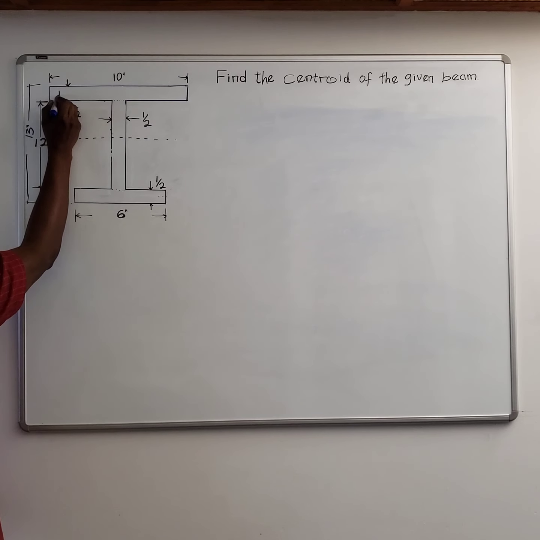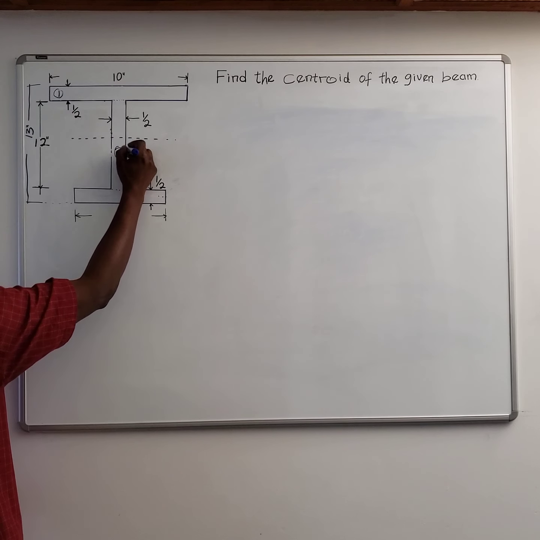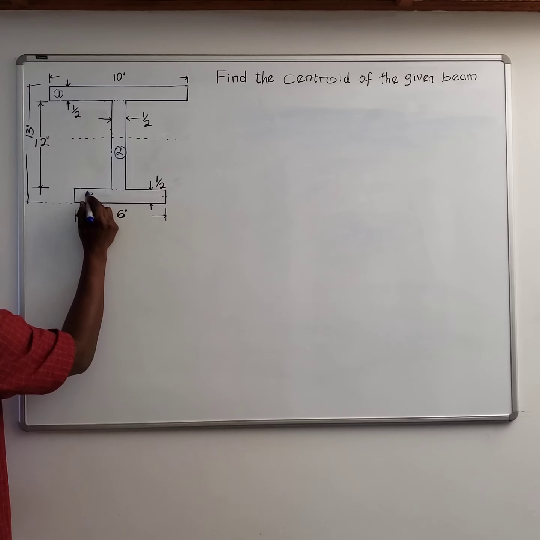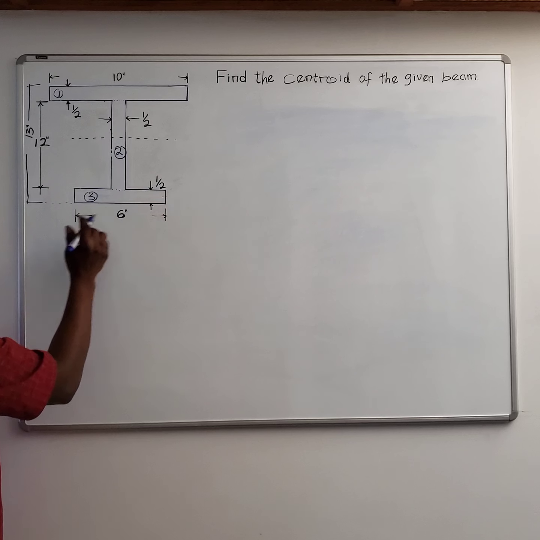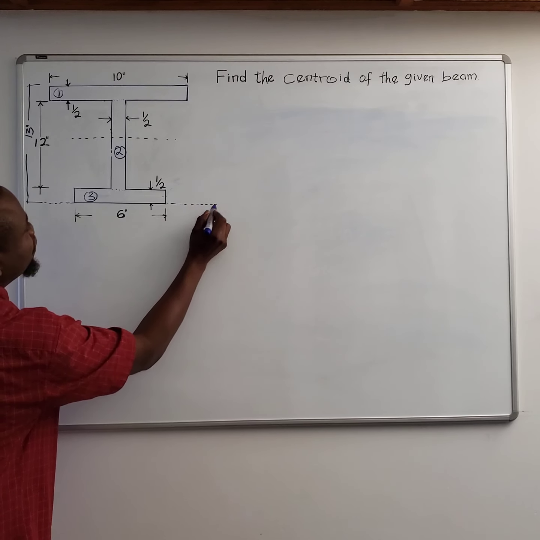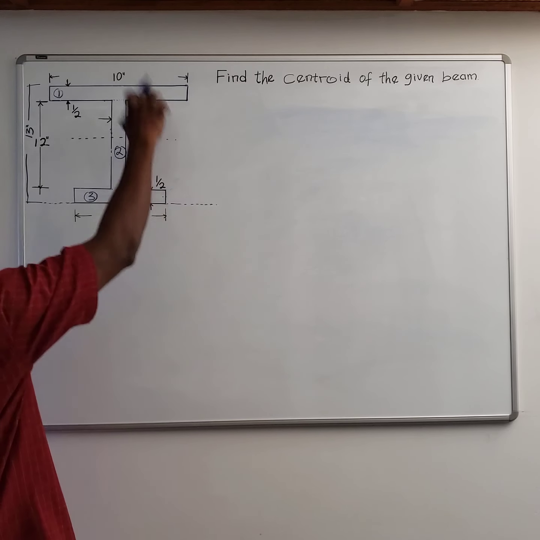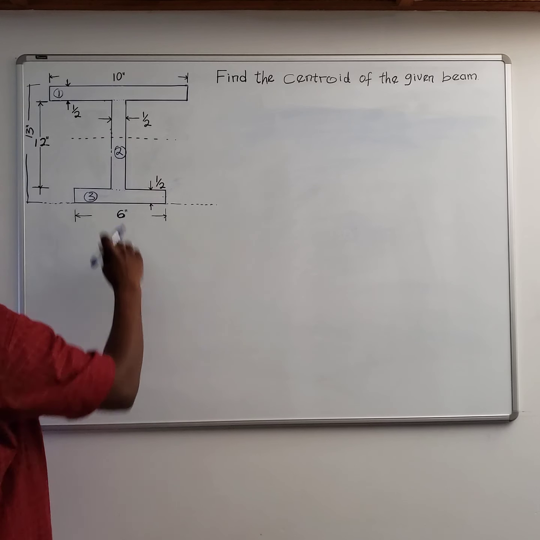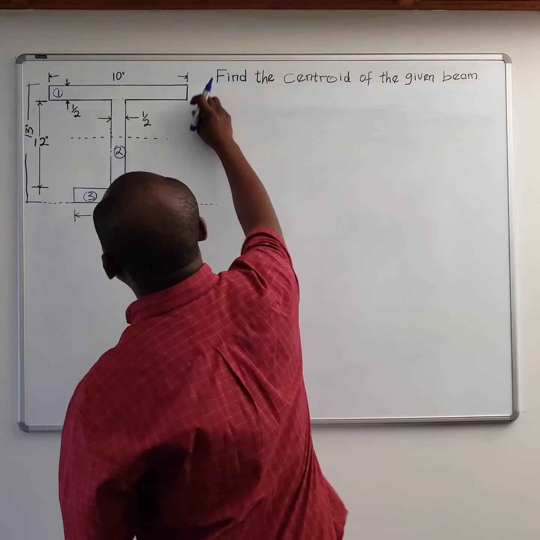So you label them 1 as the first rectangle, the second rectangle, and the third rectangle. So to find the centroid, you want to locate a reference point. We're going to use the bottom as our reference point. So imagine that this point is your point 0. Anything from here, you measure everything from here upward. Okay. So let's start with our area 1, the first rectangle.